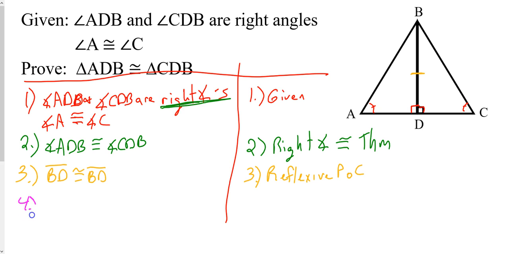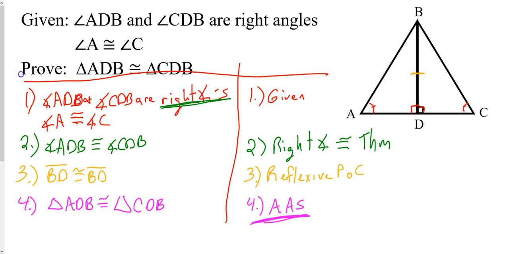So now that I have two angles and a side in both triangles, now I'm ready to do my proof statement. So I would say triangle ADB is congruent to triangle CDB. And the reason that I know that is by AAS. Remember that when you're doing a proof, your last statement, so statement number 4, will never just be the word prove. I have a lot of students that incorrectly think that prove is a reason why something happens.